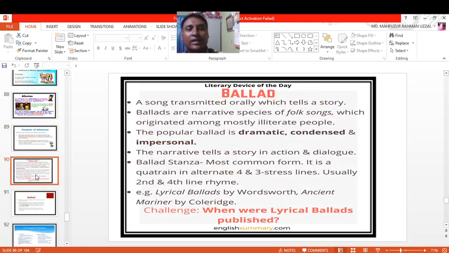Ballad. A ballad is a song transmitted orally which tells a story. Ballads are narrative species of folk song which originated among mostly illiterate people. The popular ballad is dramatic, condensed, and impersonal. The narrative tells a story in action and dialogue. The ballad stanza is the most common form. It is a quatrain in alternate four and three stressed lines, usually with the second and fourth lines rhyming. For example, Lyrical Ballads by William Wordsworth, and The Rime of the Ancient Mariner by Samuel Taylor Coleridge.